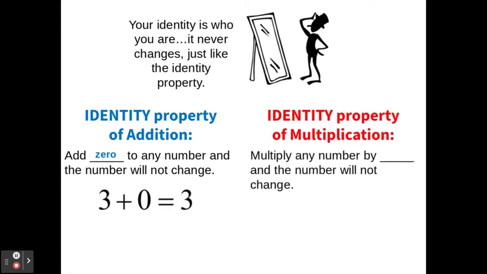We also have the identity property of multiplication. So think about what would you multiply by that will make the number not change, and that would be 1. Multiply any number by 1 and the number will not change. So if we take 5 and multiply by 1, the answer is 5. The number's identity doesn't change.